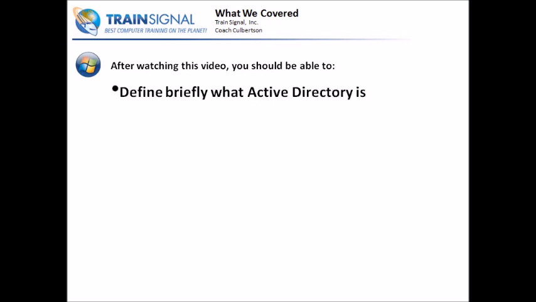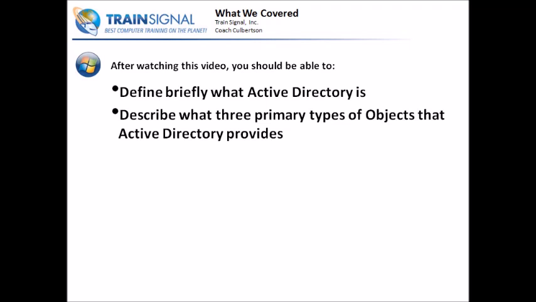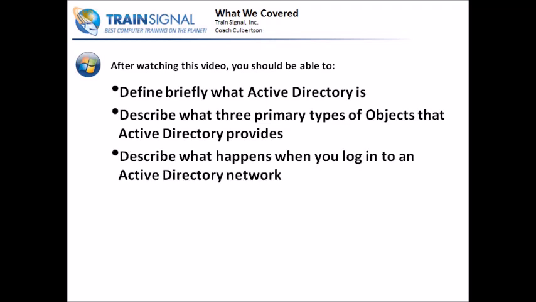So we should now be able to define briefly what Active Directory is. You should be able to describe what 3 primary types of objects the Active Directory provides and tracks. Of course, there's more than just what we defined in that one little slide, but at least it starts to give you an idea of what's in Active Directory. I want you to be able to describe what happens when you log into an Active Directory network. It's a pretty simple thing. Your domain controller checks to see if your account is valid, if you've typed in your password correctly, and then provides you permissions and access.